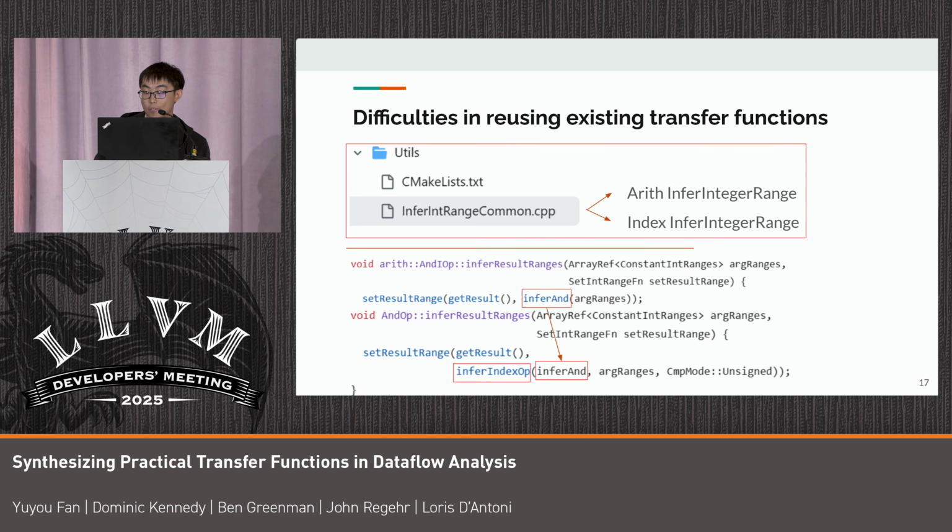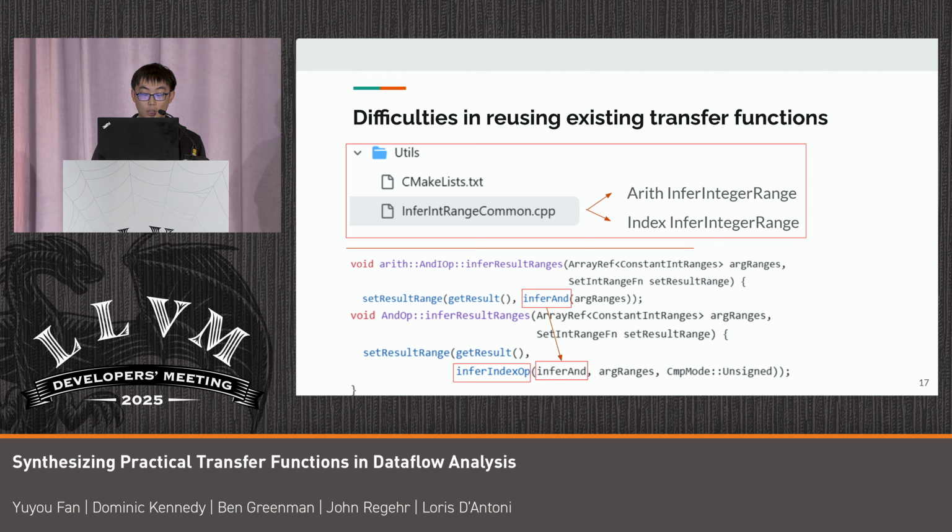And the second problem is here, in MLIR, there is another analysis called integer range analysis. It tries to determine if a certain variable always falls into a certain integer range by a lower bound and upper bound. There's a file called infer integer range. It provides a set of util functions shared by two analyses in arith and index. So in the example at the top, the bitwise AND operation in arith directly calls the infer AND function in that util file.